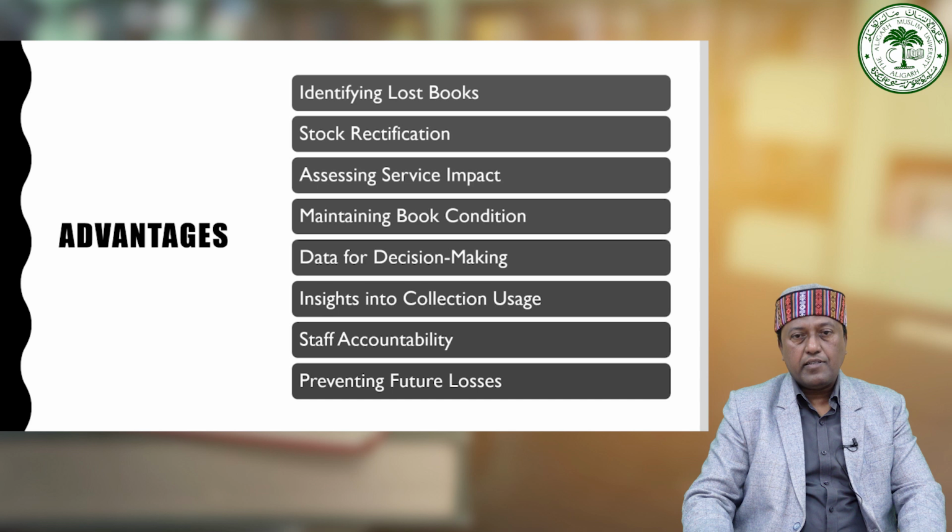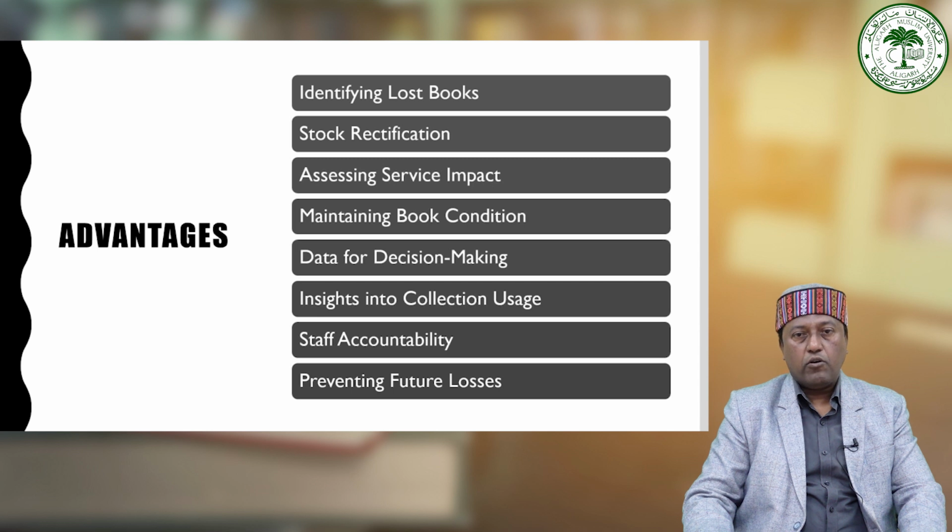Next advantage, we have assessing service impact. By analyzing the extent of book loss or damage discovered during stock verification, library authorities can assess the impact of various services or policies on the collection's condition and make informed decisions for improvement. Next, we have maintaining book condition. Regular stock verification allows for the periodic shuffling and dusting of books, preventing the accumulation of dust and insects that can damage the collection over time.